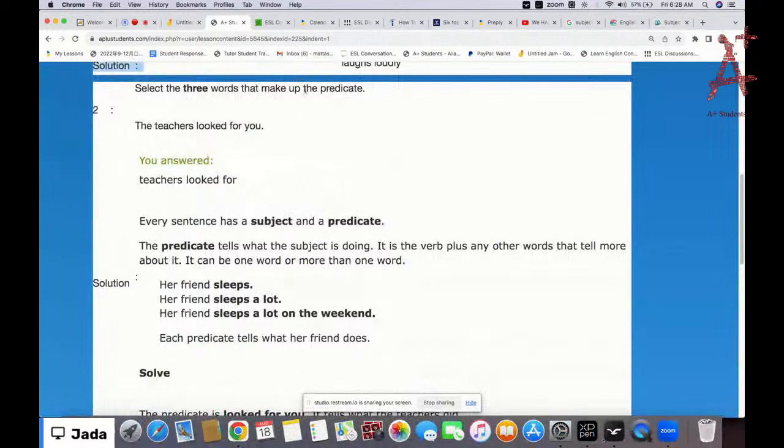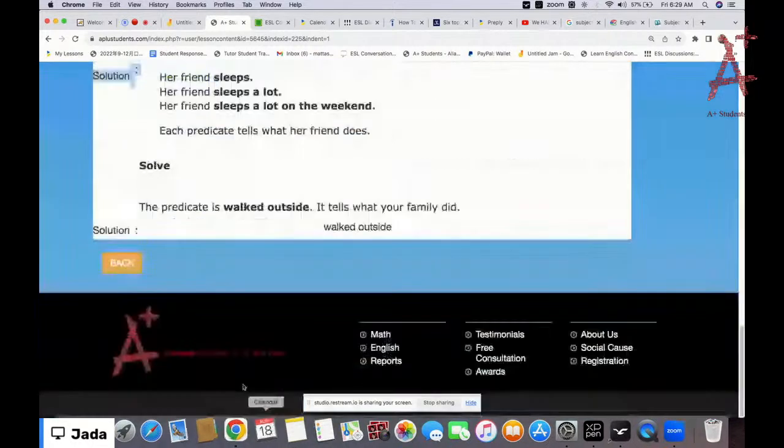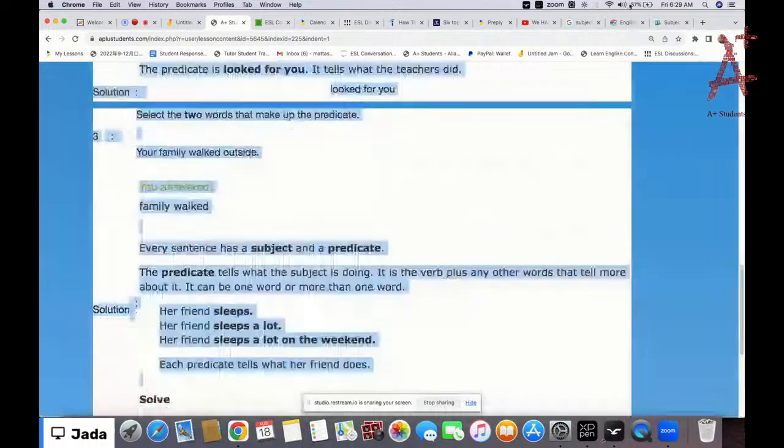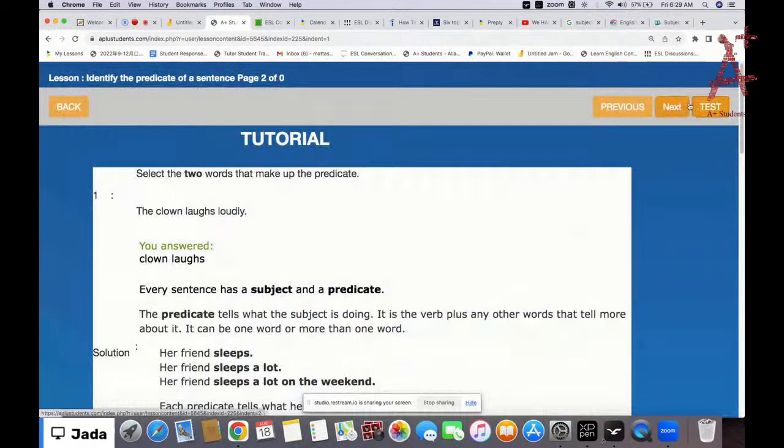Select the three words that make up the predicate. The teachers looked for you. The teachers is the subject, and looked for you is the predicate. Then, your family walked outside. Two words make up the predicate. Your family is the subject, and walked outside is what the family is doing. That's the predicate. So we'll move on to the test now.